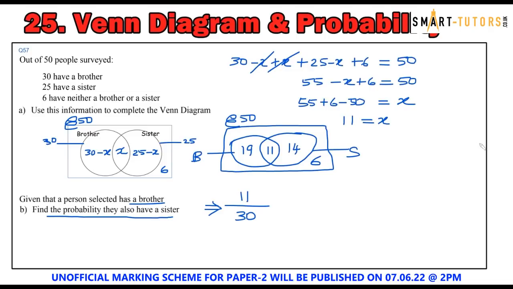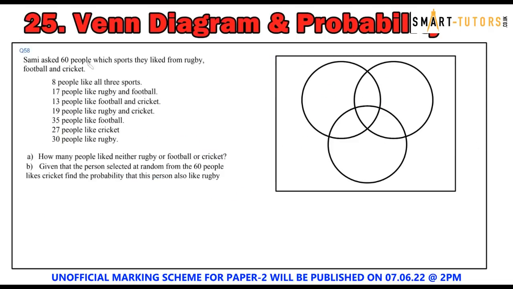So we are moving on to the 3 circles diagram. Sami asked 60 people which sports they like from rugby, football and cricket. So I'm going to use a universal set with 60. For this circle, I'm going to mark this as rugby, this one as football, and this one as cricket. 8 people like all the 3 sports, so 8 has to be in the middle.